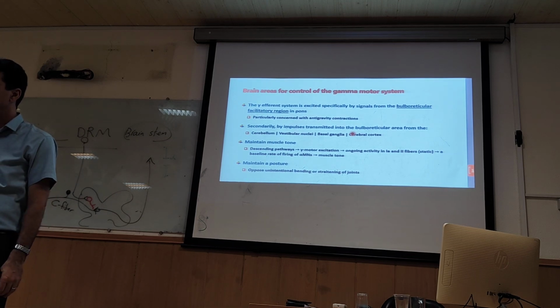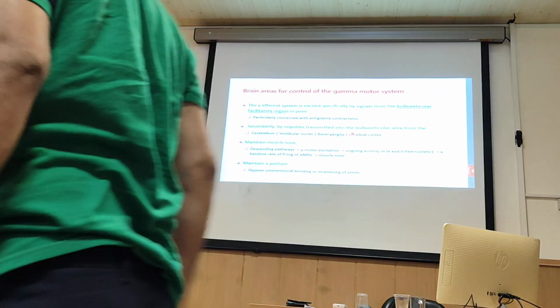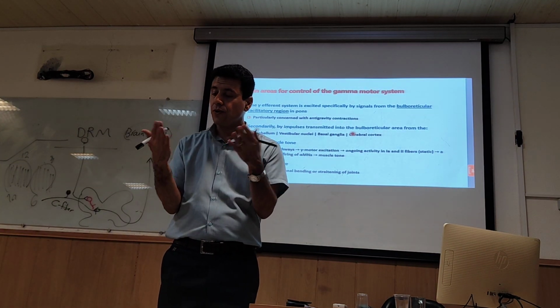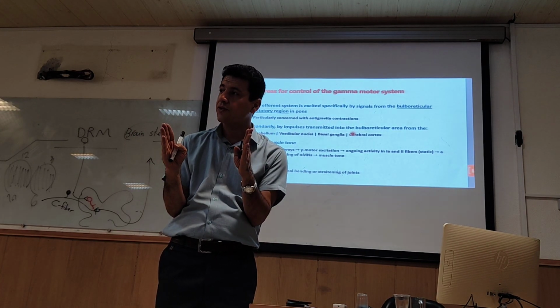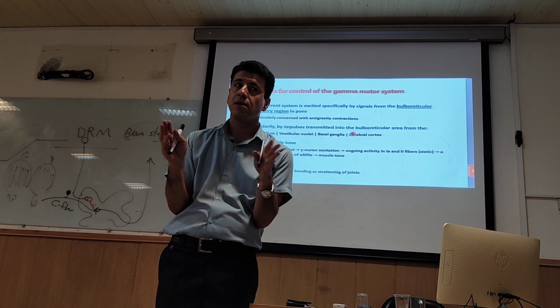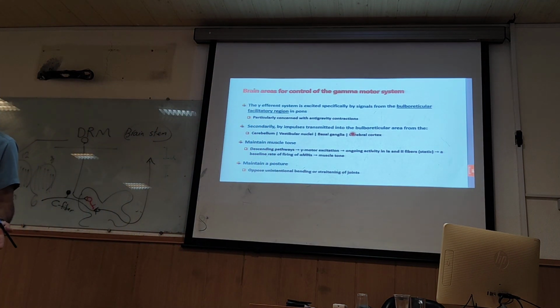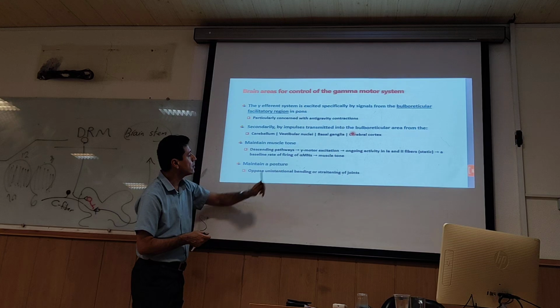So we have partial contraction even during rest, even when we don't have any contraction. When gamma is active, it causes a partial contraction. What do we call the partial contraction that happens even during the resting state? Tone, the tone of the muscle. So part of the tone is made by gamma tone. It maintains muscle tone.